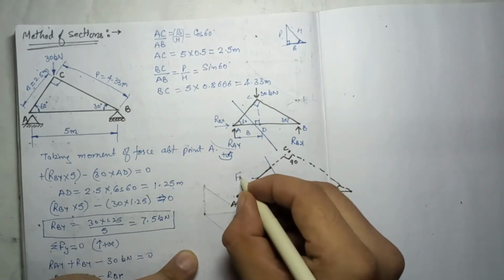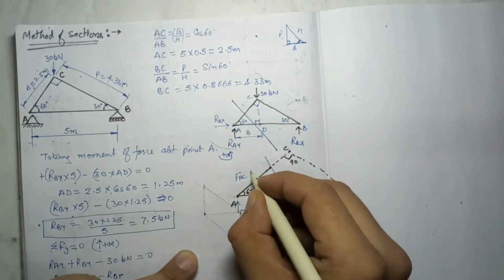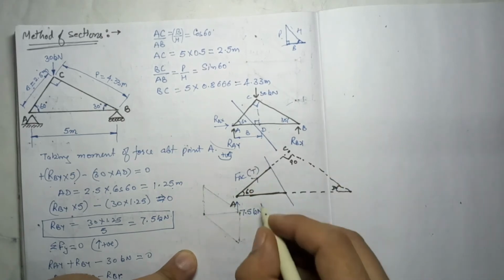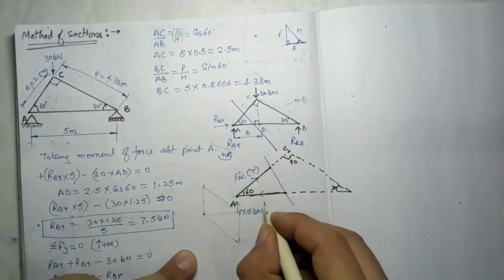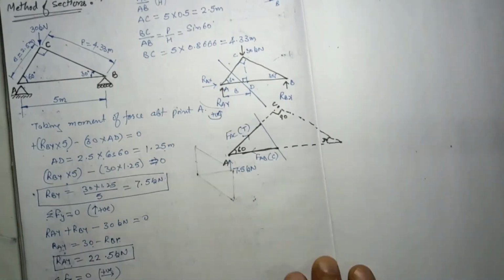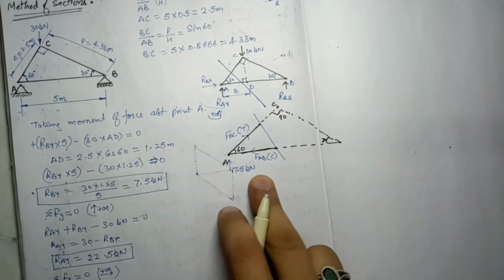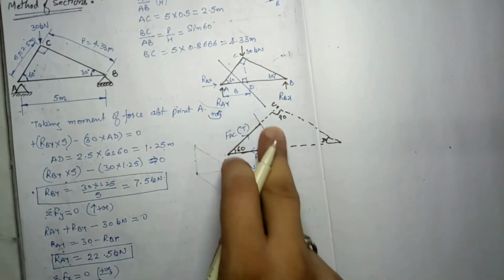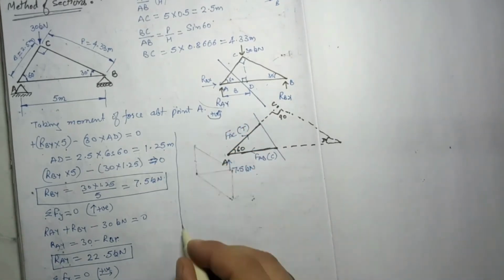Now let's say in AC, I take FAC, that is the force in AC, and let's say I'm taking it as a tensile force, and in this I take FAB. So let's say FAB I'm taking as a compressive force. Now I have to find out this. So this is the diagram which is under calculation. So how to solve this?